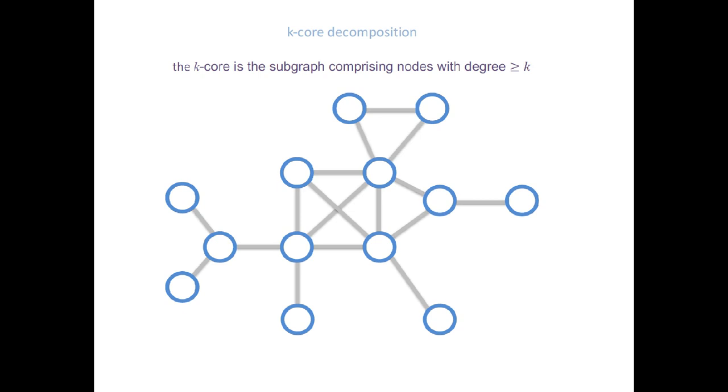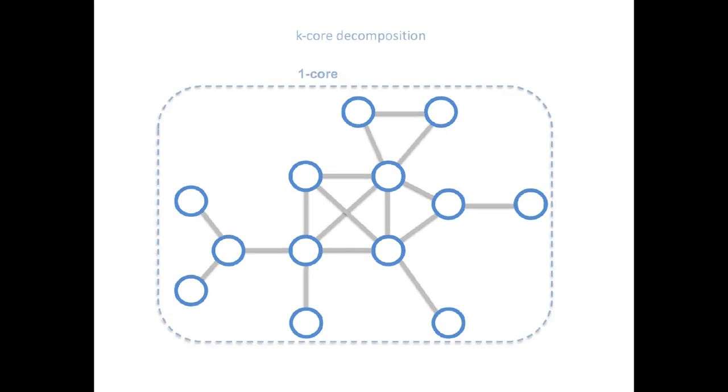Broadly, the K-core is the subgraph comprising nodes with degree greater than or equal to K. So the basic idea is we take a network, and then we remove nodes with degree less than a value, and we look at the remaining nodes. That subset of remaining nodes is the K-core of that network at a particular level of K. And we keep doing that for different levels of K. So we'll just run through the algorithm now.